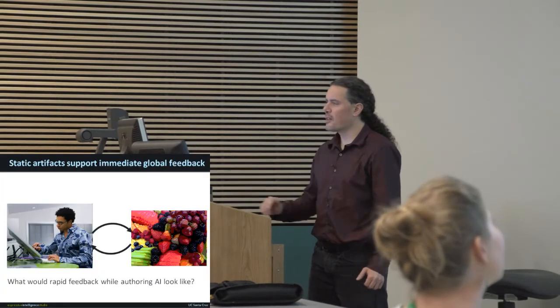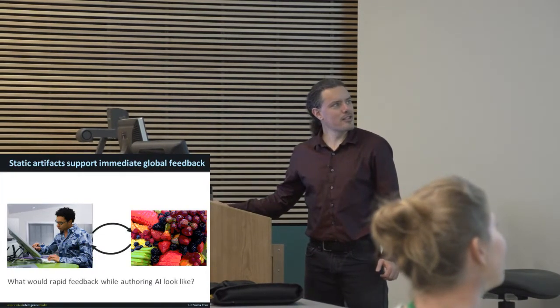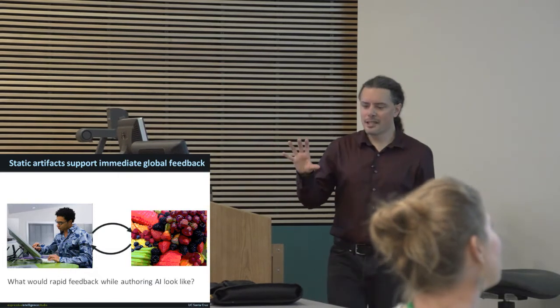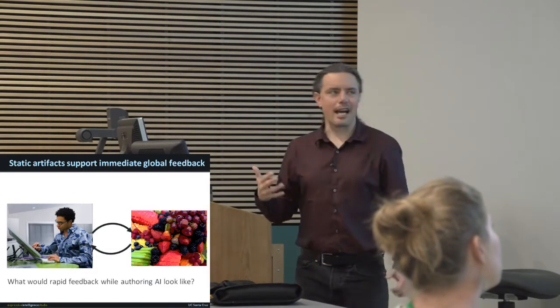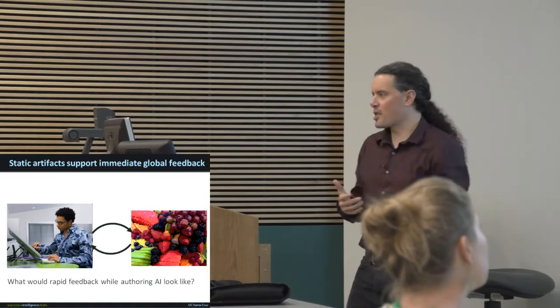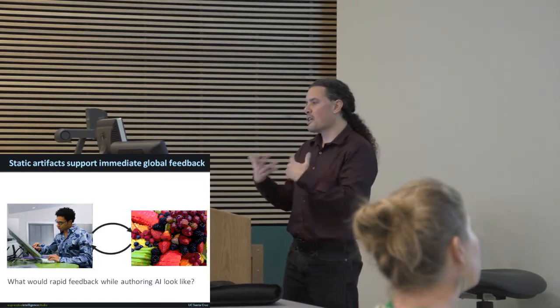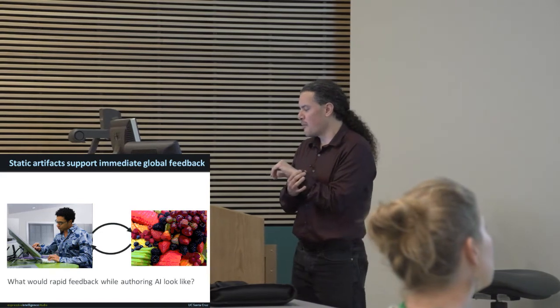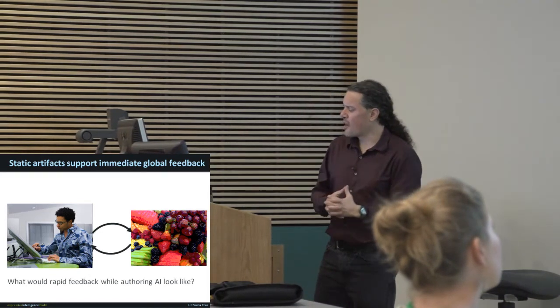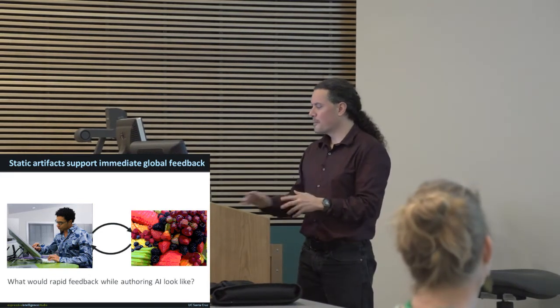So static artifacts support this immediate global feedback, right? So we have someone here working in Photoshop with their Photoshop-like tool, and they decide to apply posterize to the image, and it's posterized. And they can immediately apply that, get this immediate global feedback, right? They can see what the whole image looks like immediately, and how that changes it stylistically from the application of that. Rapid feedback in authoring AI is a lot harder.